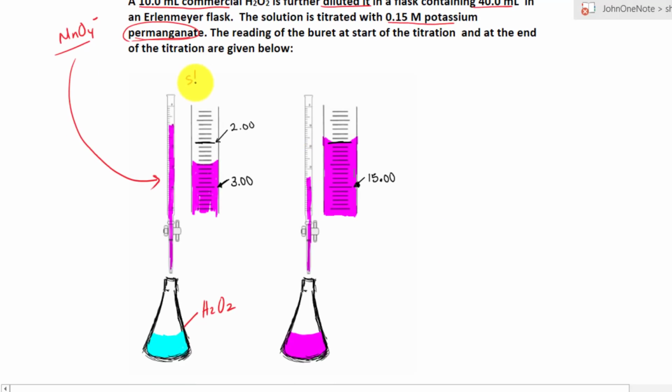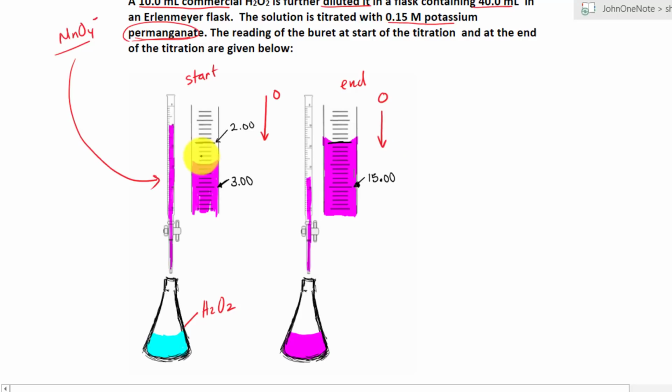This, of course, is where we start. And how do we know? Because the reading is smaller, and as the solution gets used up, it's going to go down, so the values increase. So this is where it's going to end. And one thing when you read this burette is that you are reading downward, because this is where 0 is going to start. So be careful, we're reading downward.